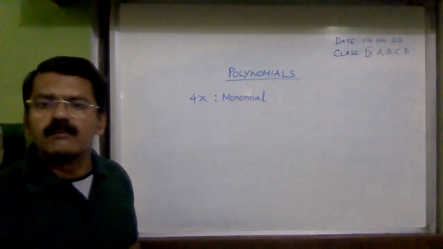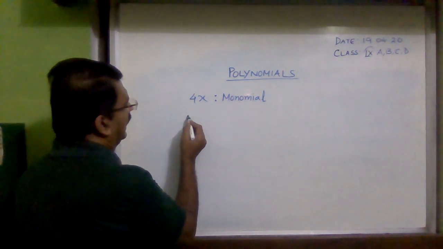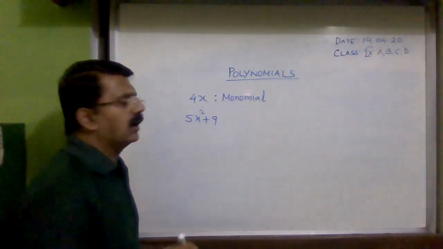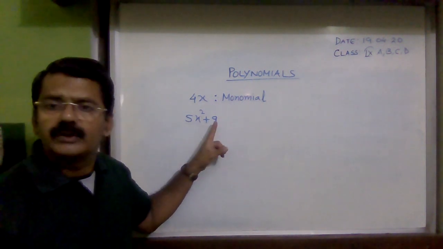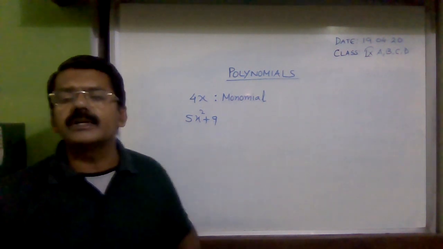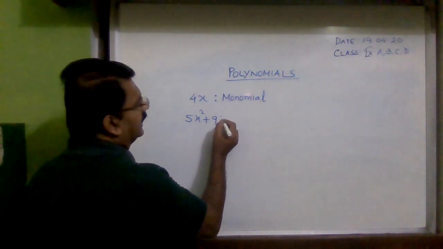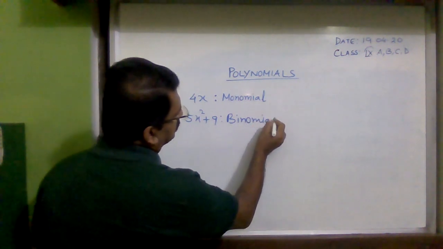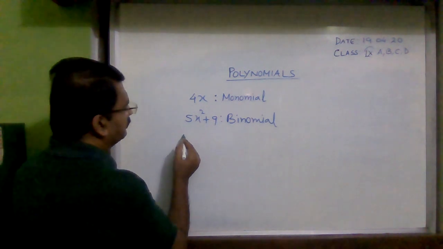It is called a monomial. Then suppose I write 5x square plus 9. Now again we have an algebraic expression which has two terms, and as there are two terms, we call it a binomial. So this is a binomial. Clear?